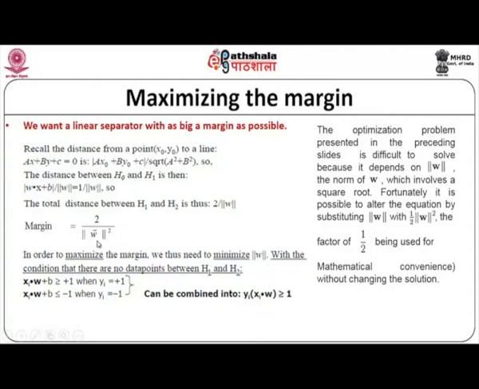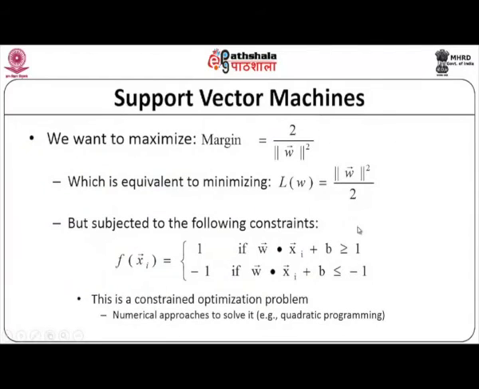To understand how we get this margin as 2 divided by the norm of the vector W square, here is the explanation. We want to maximize this margin, which is equivalent to minimizing the inverse of the margin. When you take the inverse of the margin, it is represented as L of W, which is equal to W square divided by 2. This equation is subject to the following constraint, which indicates whether the data falls under category 1 or category 2. Ultimately, this is a constrained optimization problem which can be solved by quadratic programming.